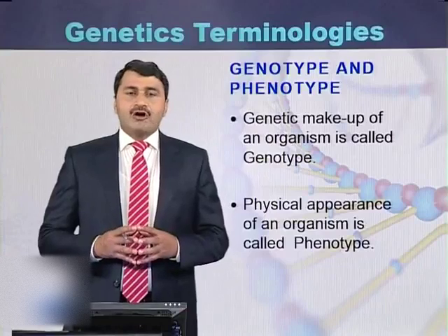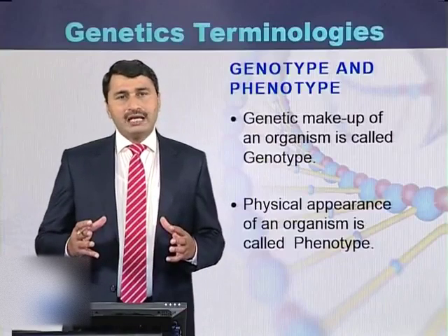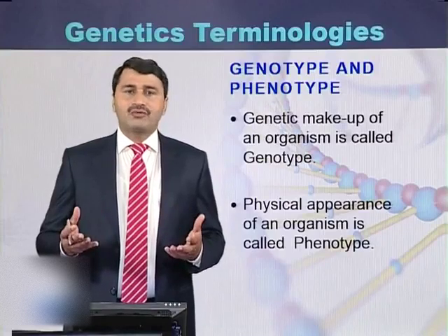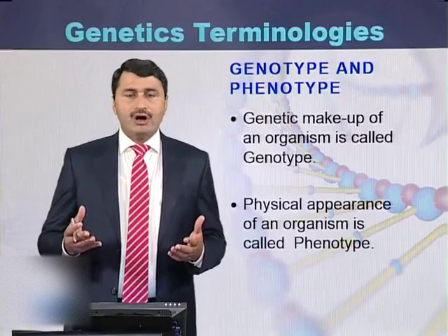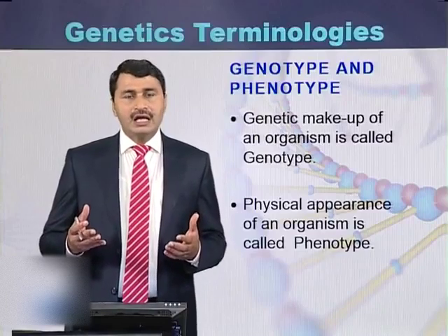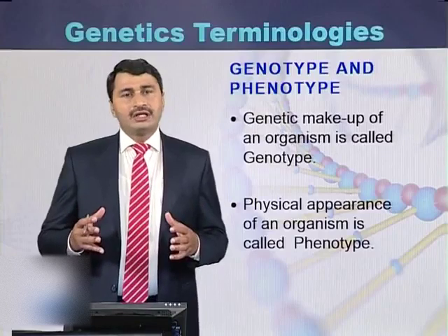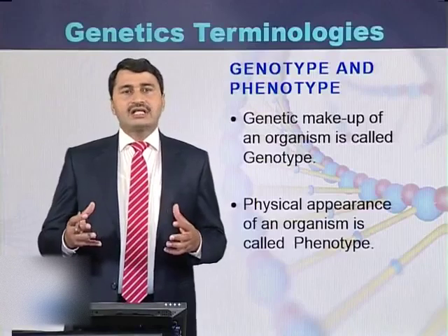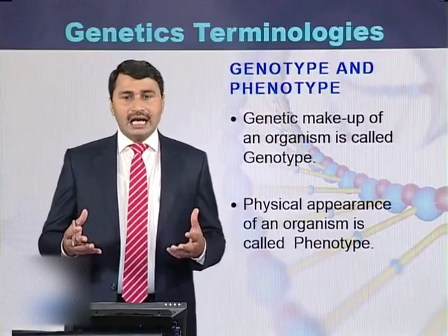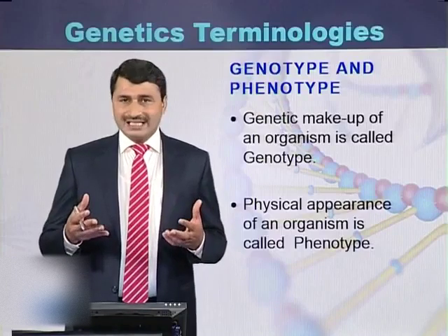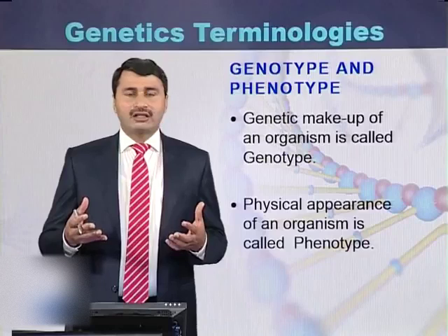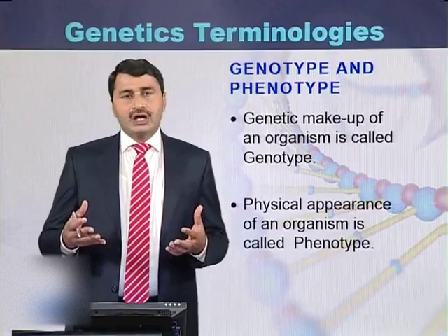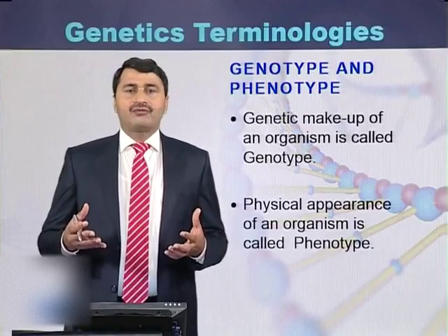What is the meaning of genotype and phenotype? Genotype is the genetic makeup of an organism, like the number of chromosomes, the number of genes, or the sequence of those genes in a particular organism. While the physical appearance of an individual, like height, skin color, or the color of the eyes, is called the phenotype of that individual.